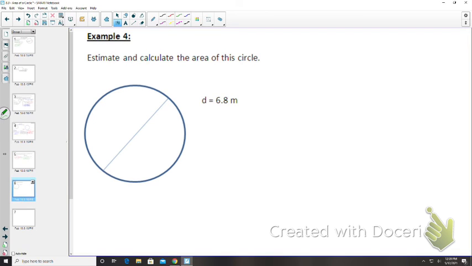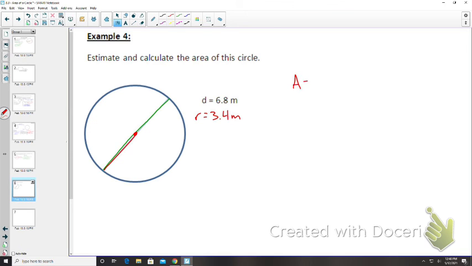All right, last example for today. Again, we're just going to calculate this. Feel free to estimate to check your answer if you'd like. So we know the diameter is 6.8 meters, so the whole length across is 6.8 meters. Remember that the radius is half of the diameter, so our radius is going to be 3.4 meters. Again, we need to know the radius if we want to calculate the area.